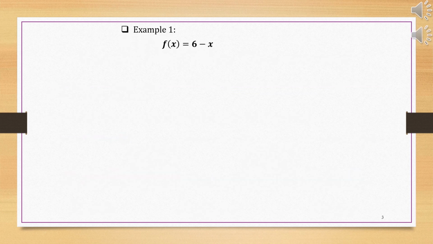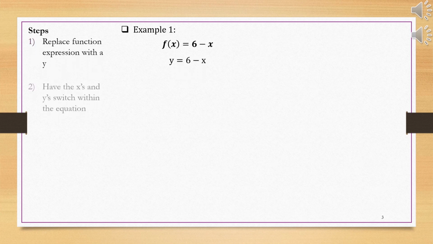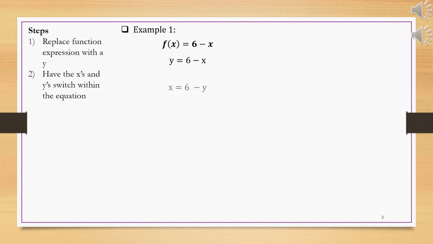Example 1 here shows f of x equals 6 minus x. If we want to determine whether this function has an inverse, the variables will switch places. To do that, the first step would be to replace the function expression with a y. Then we would want the x's and y's switched in the equation as seen. Now, the expression reads x equals 6 minus y. Next, we want to solve for y, so we would move the y to the left side and the x to the right side, to then have an expression that reads y equals 6 minus x.